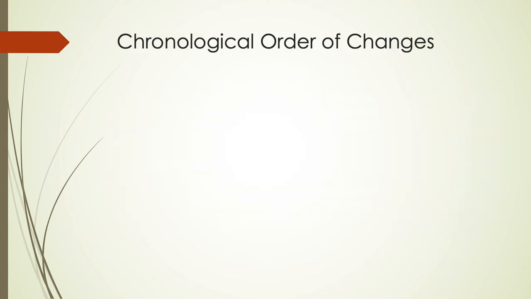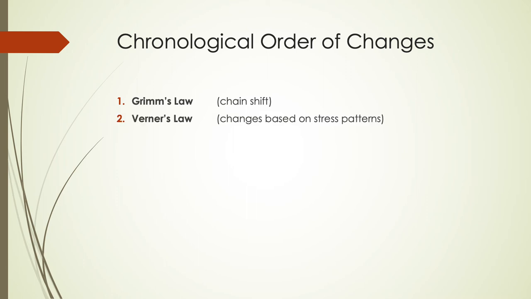So the chronological order becomes really important. First, Grimm's law takes place with that chain shift of all of the different plosive sets. Verner's law fills in the changes that are based on the stress patterns and the free stress nature of these different words. And then finally, the stress would shift into the first syllable after Verner's law took place, because without the stress having changed, it allows for that environment to exist.